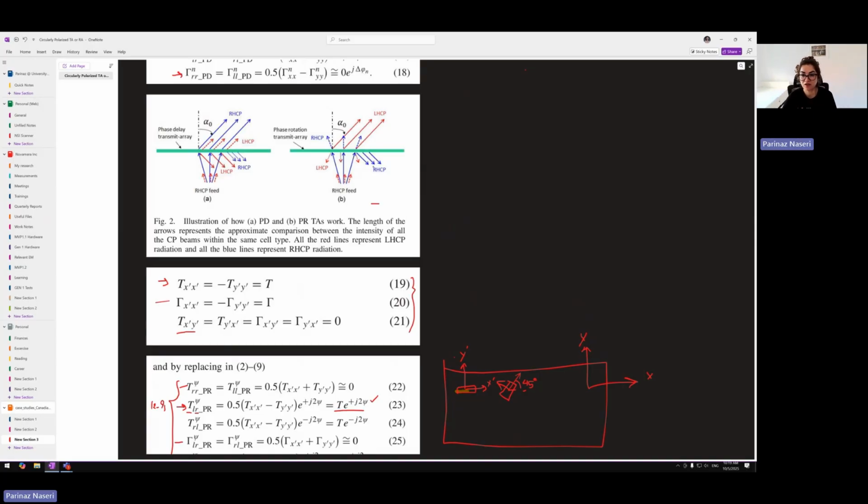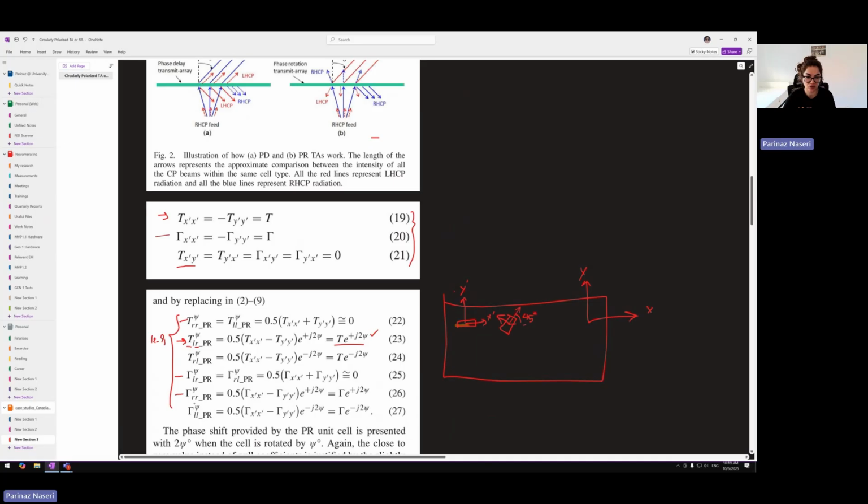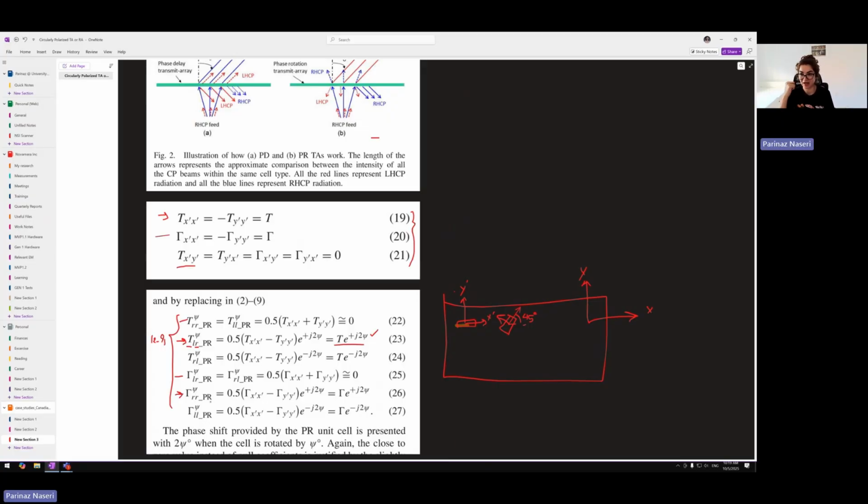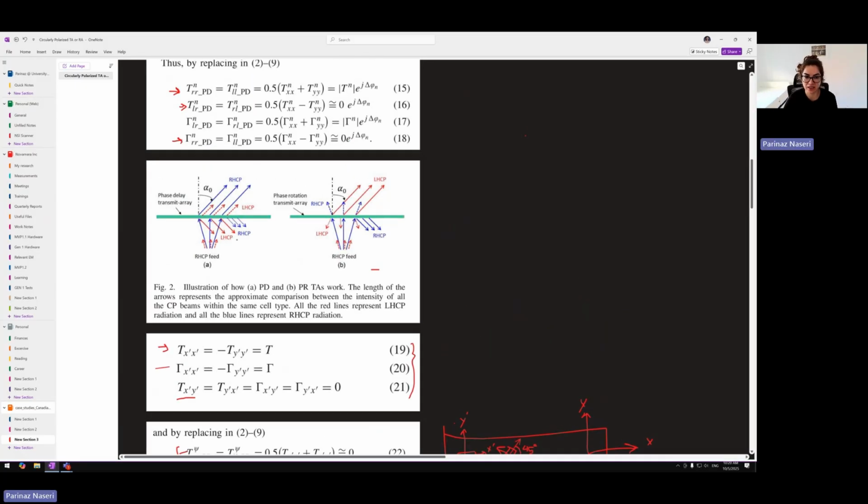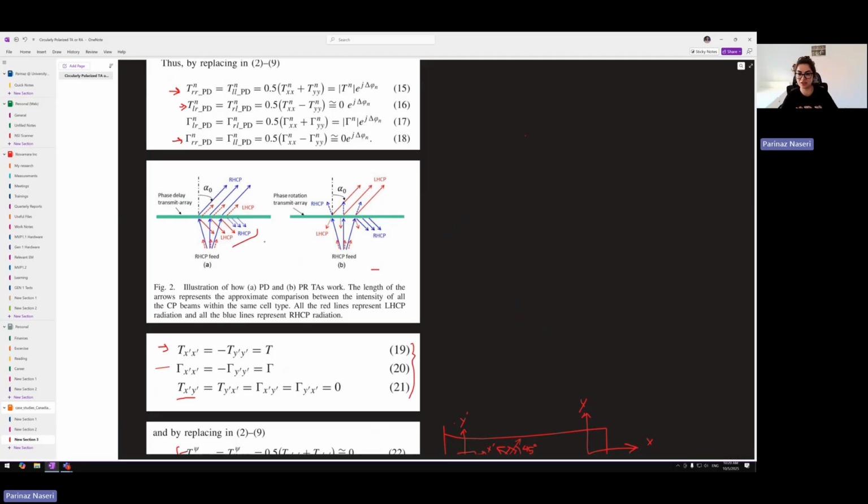You would also have another component. Let's go back to here. You would have a RHCP in the back lobe that also gets directed to a beam, but it's less than basically the other one. The other one, both RHCP and LHCP would get converged to the same direction. Here you would only have RHCP. Here you have LHCP.